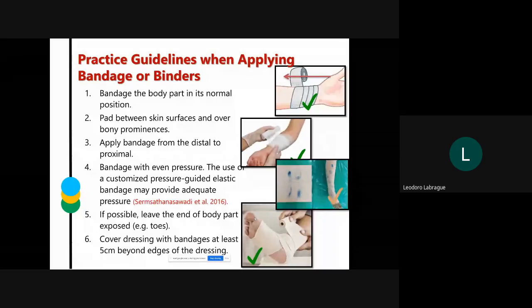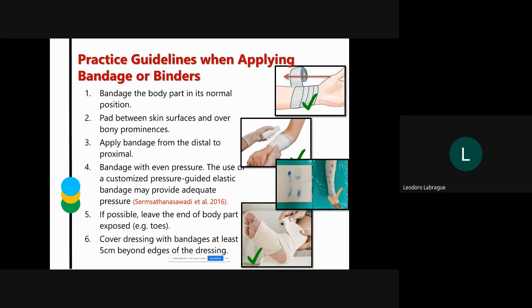This number 3 is very important. It is normally included in the exam. When you apply the bandage, you should start from the distal to the proximal. If I'm going to bandage my arm, okay, this is the distal and this is the proximal. So how do I apply the bandage? I will start from here, going here.